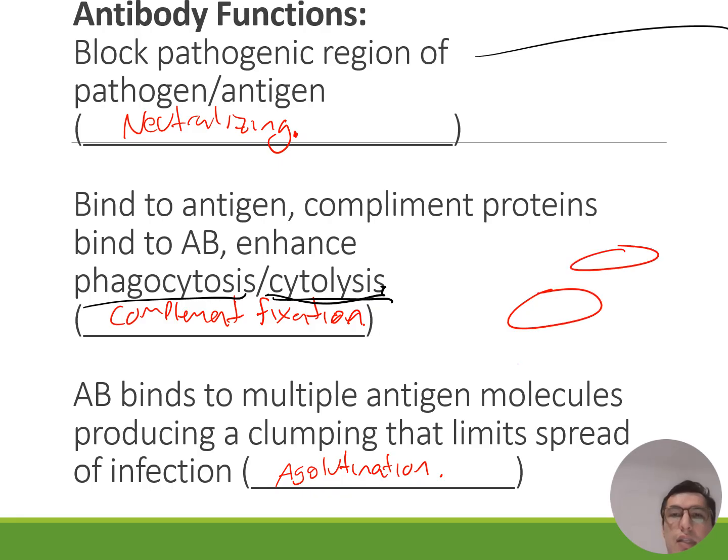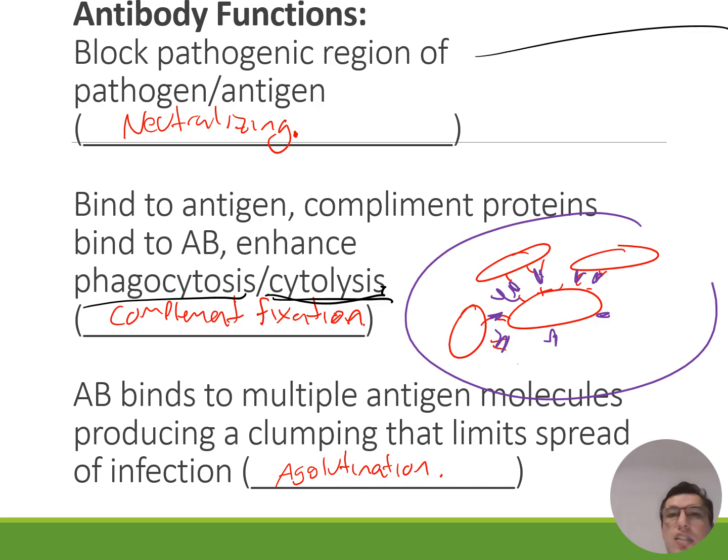So we have a cell here, a cell here, a cell here, and we have different receptors. We have now antigens, we have antibodies that will bind them together. And they will agglutinate them, creating this huge clump of bacteria. And then they won't be able to migrate onto other tissues.